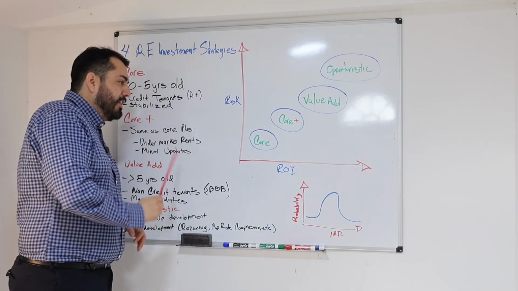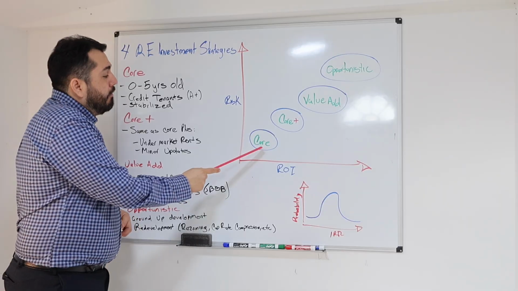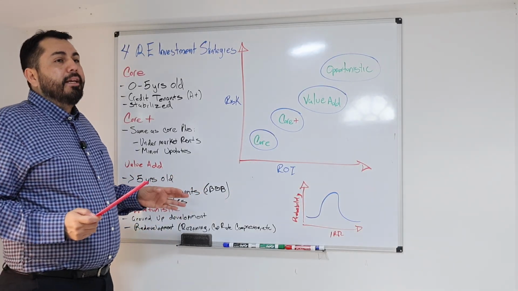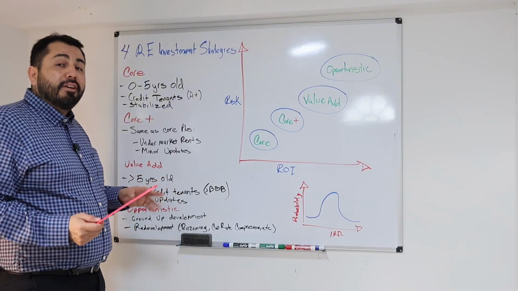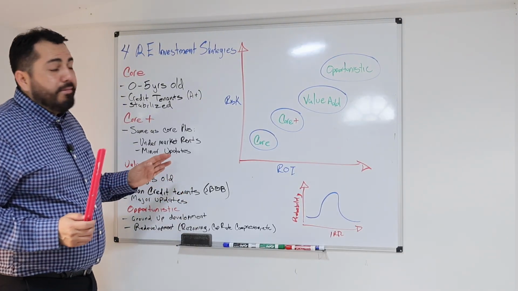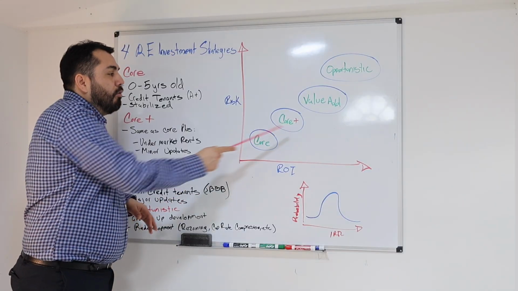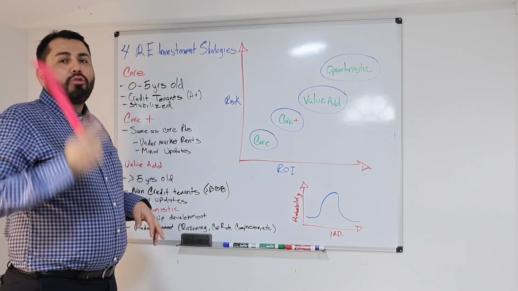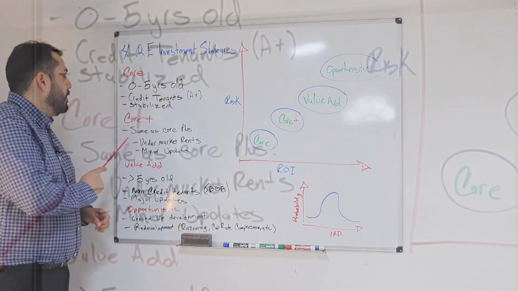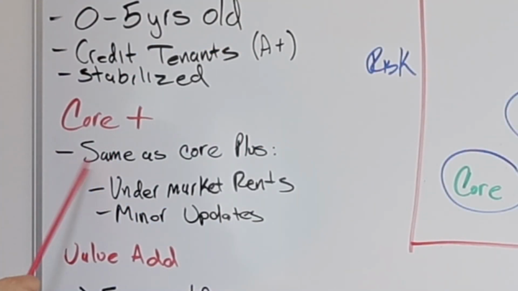Okay, let me mention something I forgot. For the core property, if we are, for example, talking about multifamily, we may be talking about an internal rate of return of about maybe 10% or maybe 8%. And on the core plus, we add maybe 2 points on that. It's a little bit riskier, but almost the same as the core.